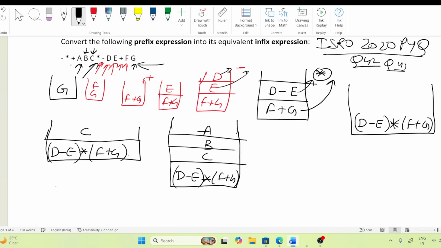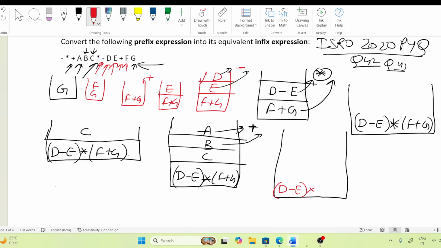Okay. Now after that I have plus. As soon as plus comes, it means A will come here and B will come here. So how does it look? It looks like this. D minus E multiplied by F plus G, B, and A plus B.